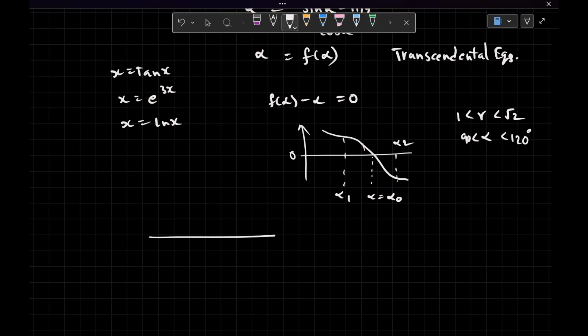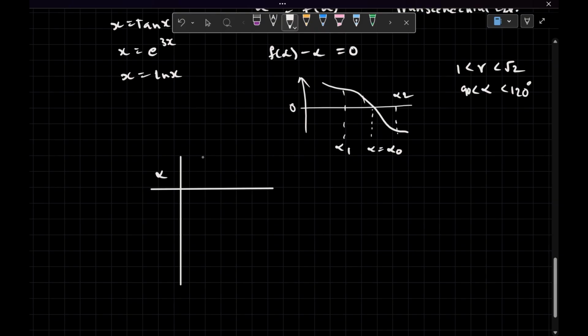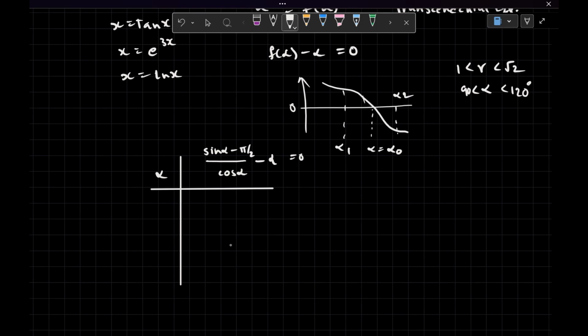On one side we will write the alpha that we are taking, and on the other side we will write the function. The function would be sine alpha minus pi by 2 by cos alpha minus alpha, because this is the function, and this should be equal to 0. So we will stop at the point where the function is almost approaching 0.